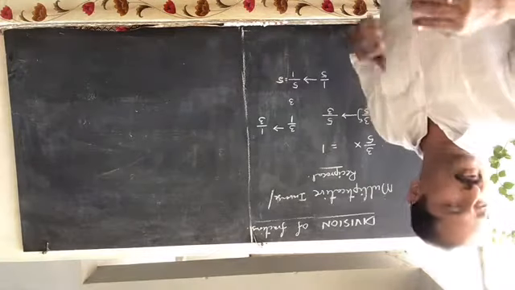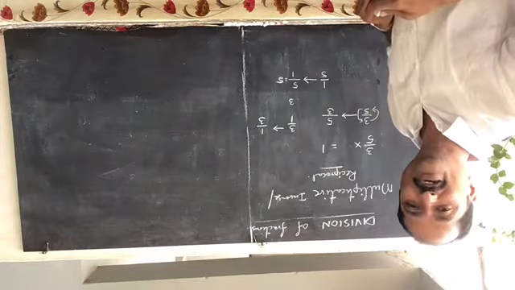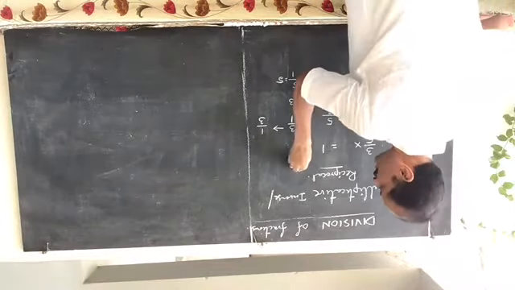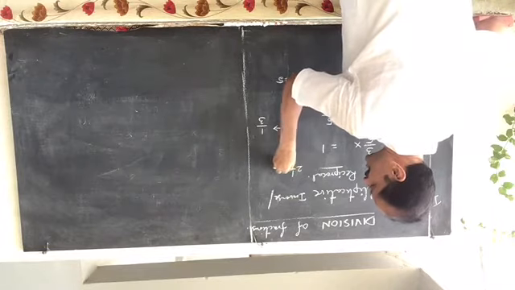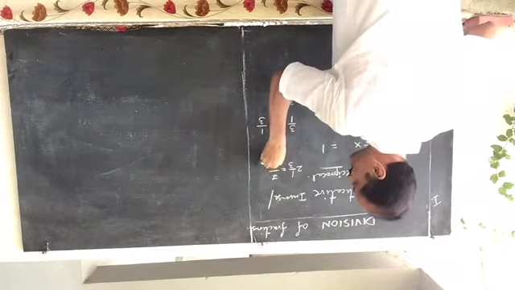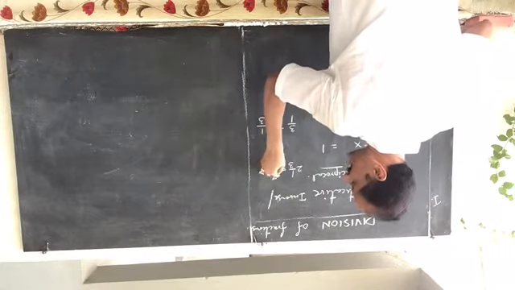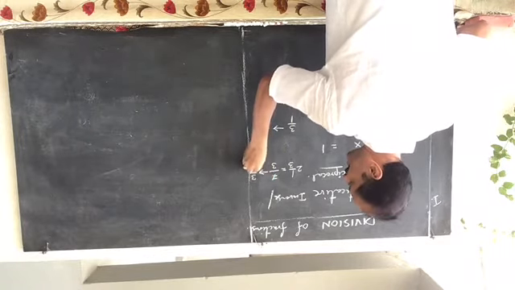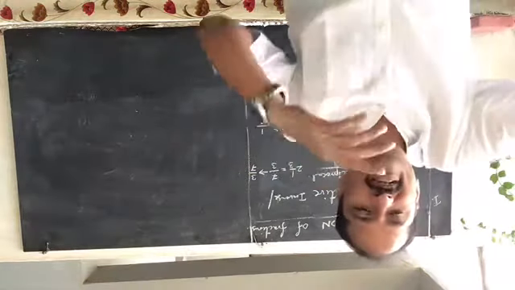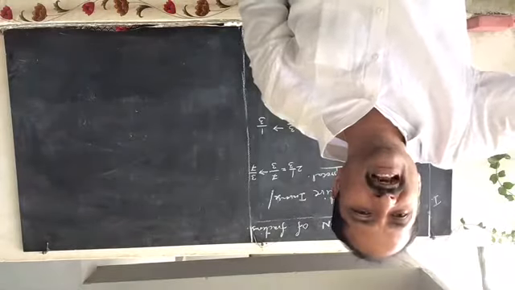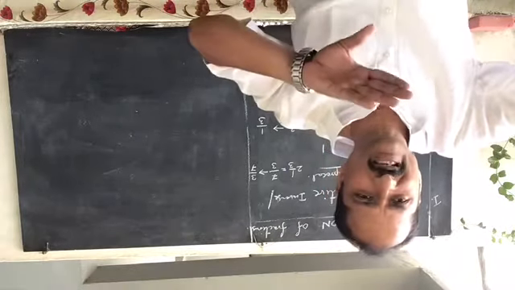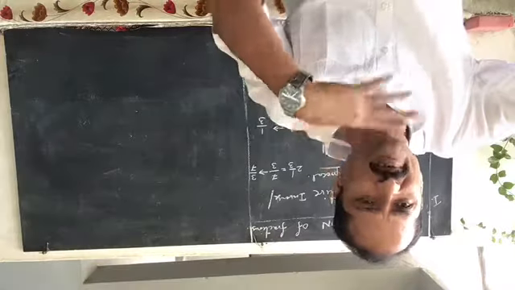For a mixed numeral also, how can you find the reciprocal? So take 2 1 by 3. First convert this mixed numeral into an improper fraction. 3 twos are 6 plus 1, 7 by 3. For the reciprocal of 7 by 3, just change the numerator and denominator: 3 by 7. If a mixed numeral is given, it should be converted into an improper fraction and then the reciprocal found. Reciprocal is nothing but changing numerator to denominator and denominator to numerator.